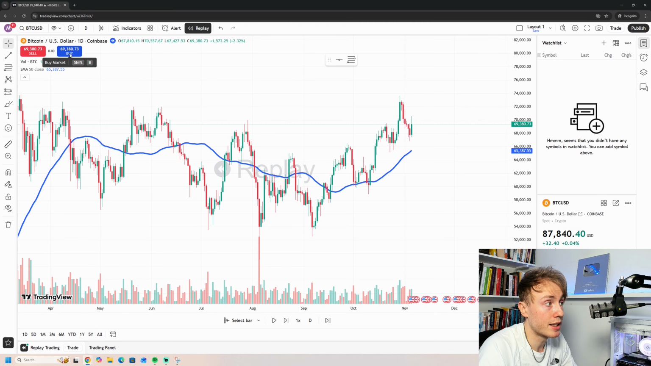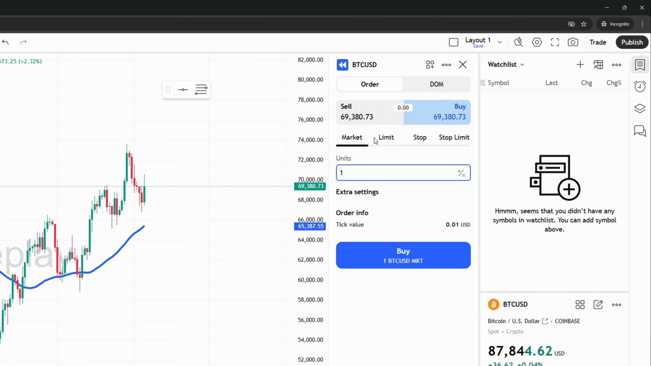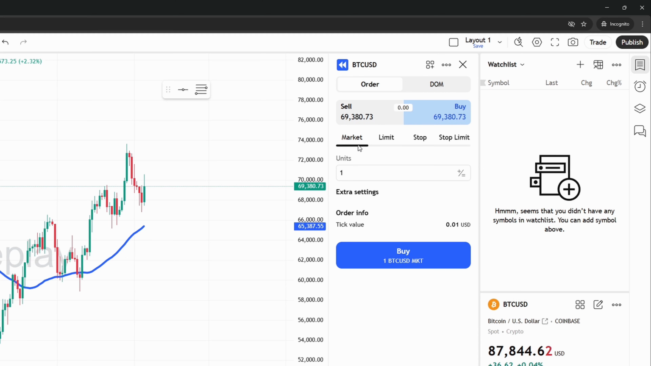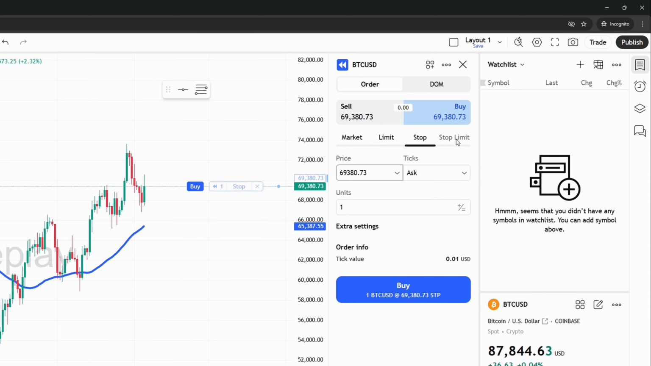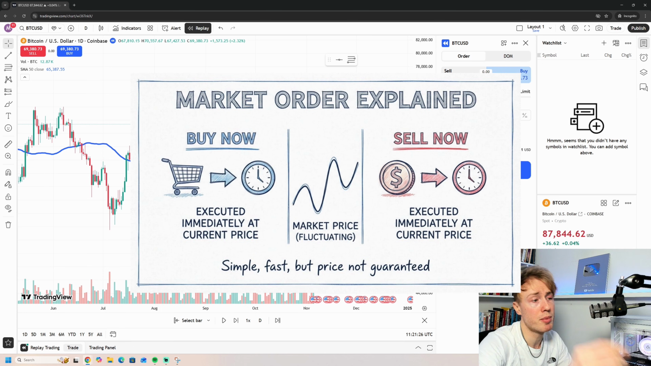Then we can just click buy right here, and we have a few different order types. You have the market order, so we press market right here. That means you are buying at the current price. In this video, I don't really have time to dive deep into all of the different orders, but for now, you just need to know that a market order means we are buying at the current price.